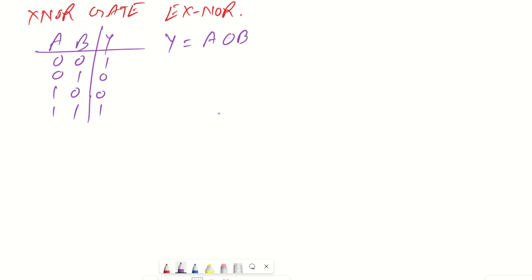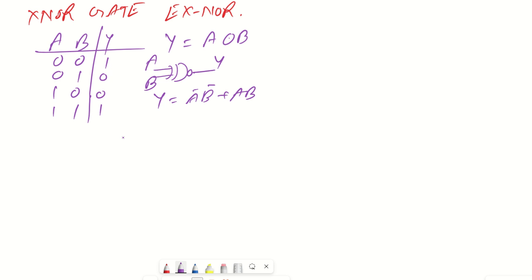The symbol for this is like this. There is a dot over the output. So this is going to be A, B, and this is going to be Y. What is the expression that you can find from the truth table? If we take min terms, we can see the result. A min term is wherever Y is 1, we take those. So my Y will be A bar B bar plus A B. For this one we have A bar B bar, and for this one we have A B.